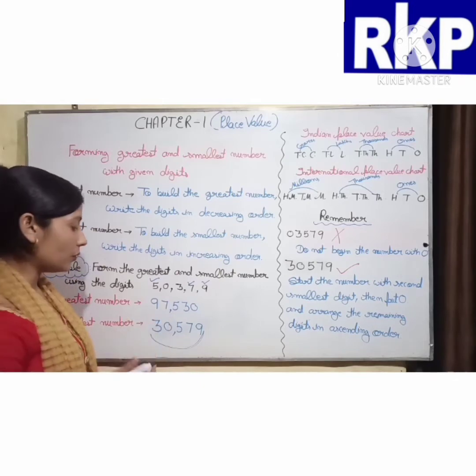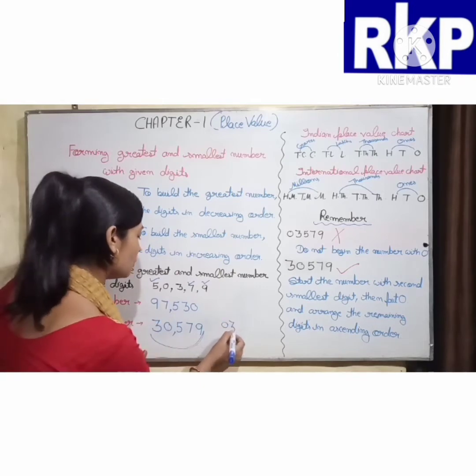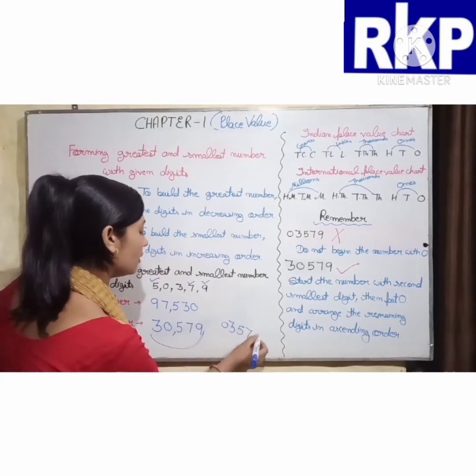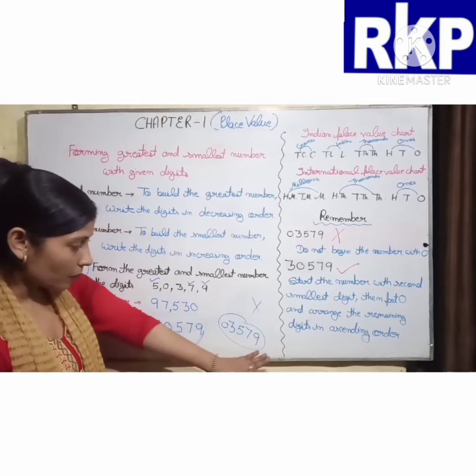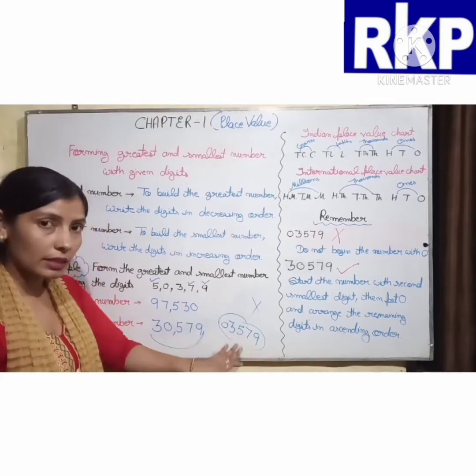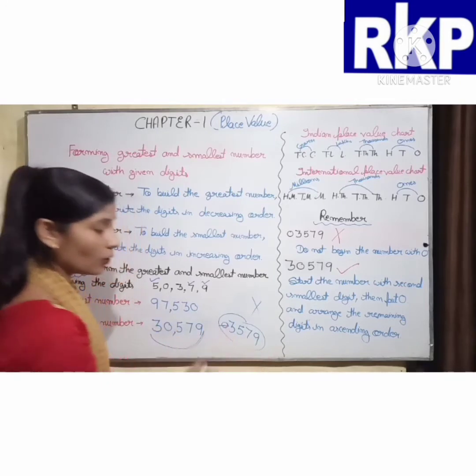But if you write like this, 03579, then it will be wrong, because here we have only 4 digits. Here there is no value of 0.